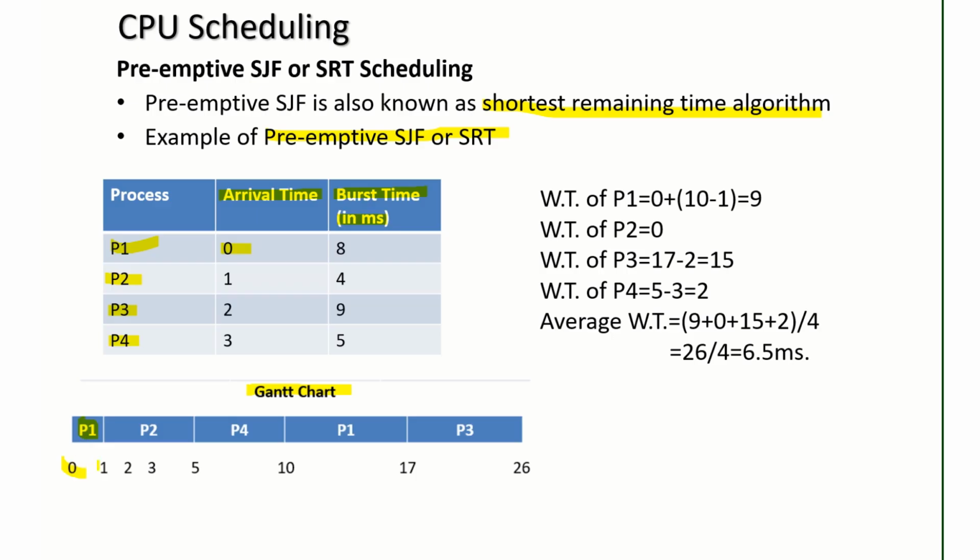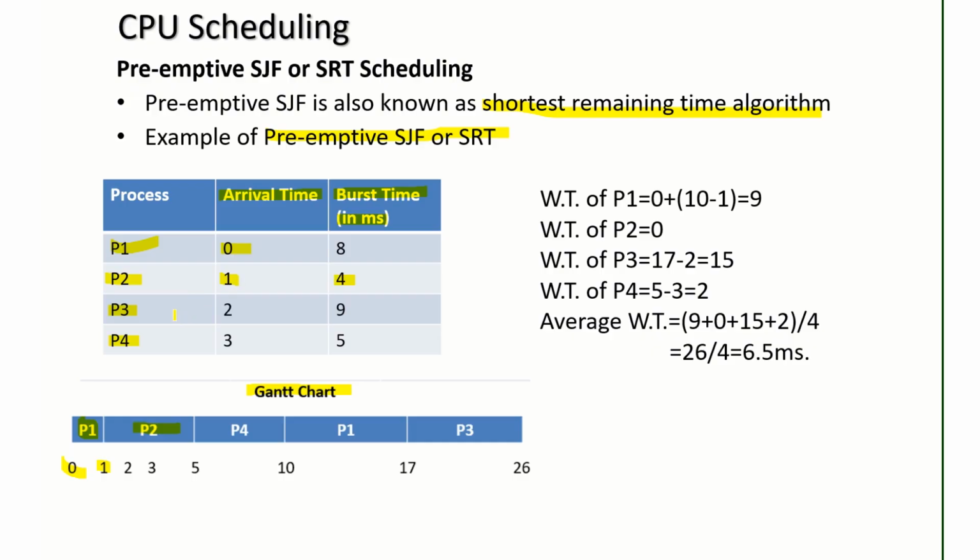At time t equal to 1, what will happen? Another process will enter, that is P2. Now we have to compare the burst time. P2 requires how many milliseconds? 4. And P1, see here, it is scheduled for 1 millisecond and how much is total? 8. So 8 minus 1 will be 7. So 7 is more than 4. So 4 has the shortest running time. So P2 is scheduled. See now here, P2 is scheduled and P1 has to wait.